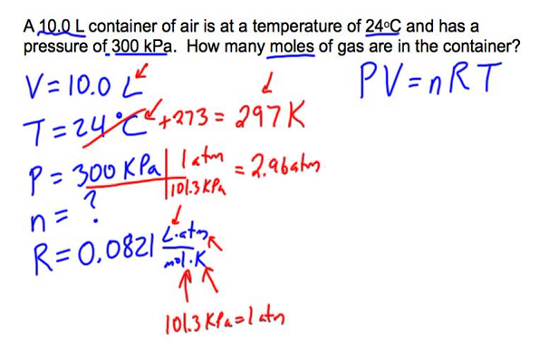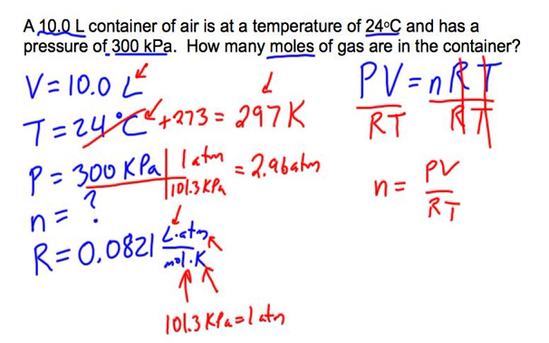Now it's just a matter of solving for n. So if PV equals n times R times T, to get n by itself, we're going to have to divide both sides by R times T. Because when we do this, the R and the T cancel on this side, giving us that n equals P times V over R times T. And now it's really just a matter of plugging in the numbers.